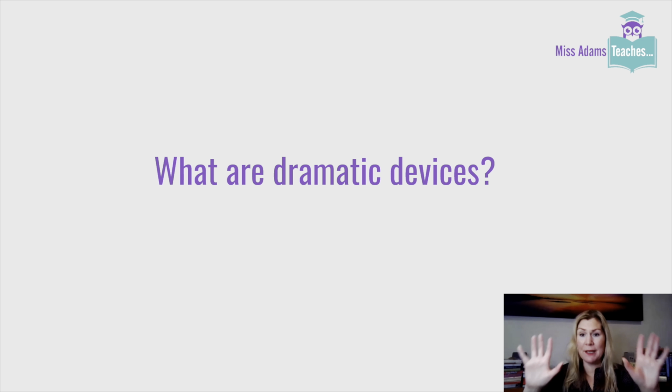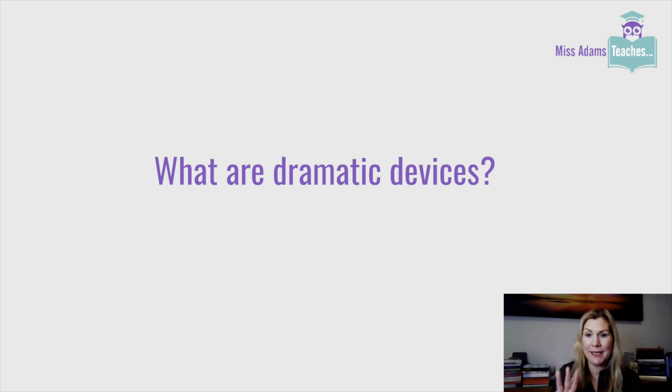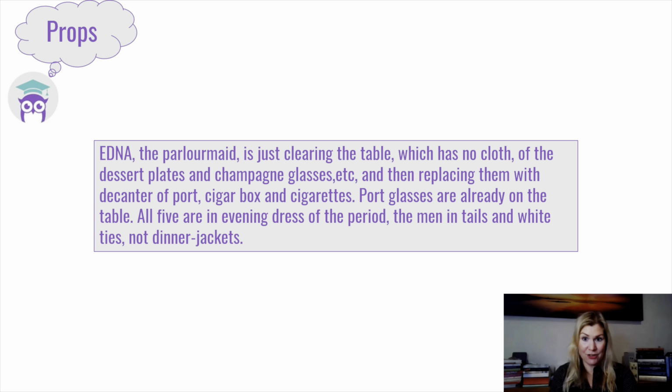Now, the biggest one that we'll look at is stage directions, but with stage directions, you can find different dramatic devices. So I'm going to break it down into 3 for you. The first stage direction dramatic device that you're going to spot are going to be things like props, where the playwright tells you what to actually physically put on the stage.